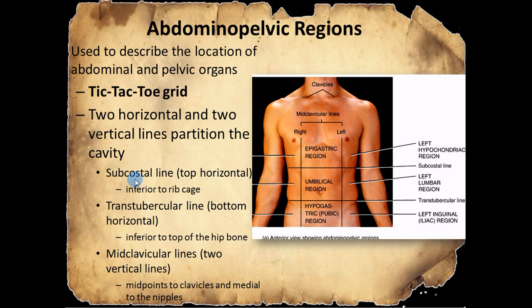Costal is referring to the ribs. So where would that be? Well, here's the ribs, so it would be below the ribs. Subcostal goes right across the bottom of the ribs. Right? Next, you have something called the transtubercular line.